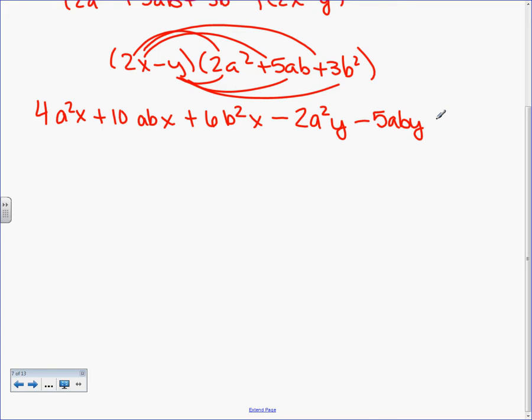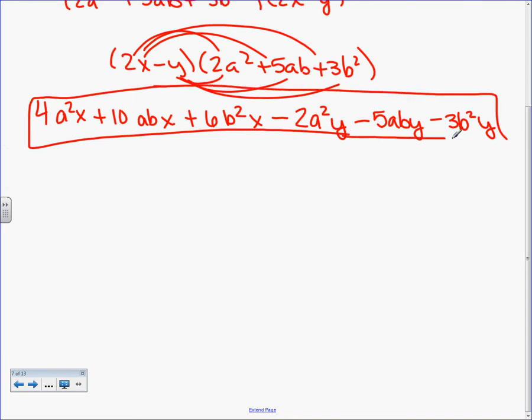What's that one going to be? Negative 3b squared y. We have multiplied everything together. Do you see any like terms? It has to be the exact same letters to the exact same exponents. Are any of these like? Nope. That is your answer. That's it. That's all you can do. Is that okay?